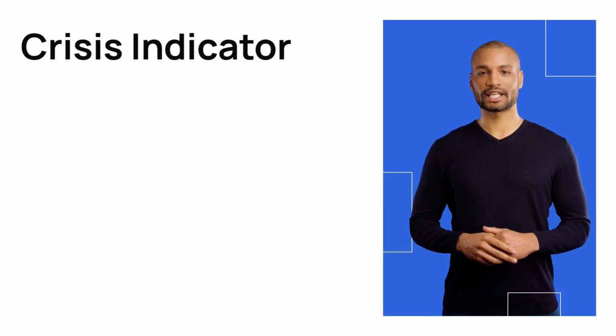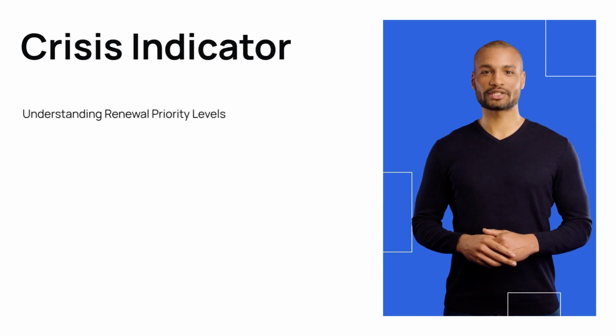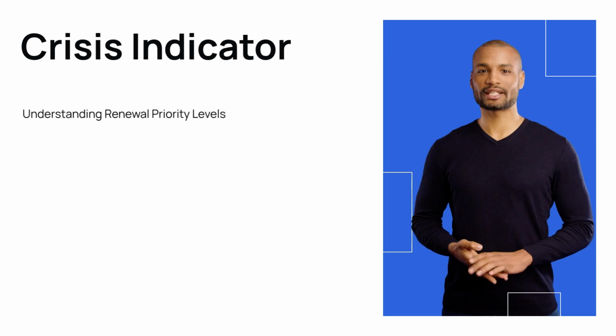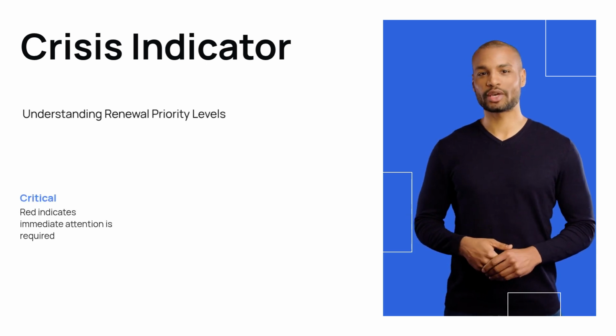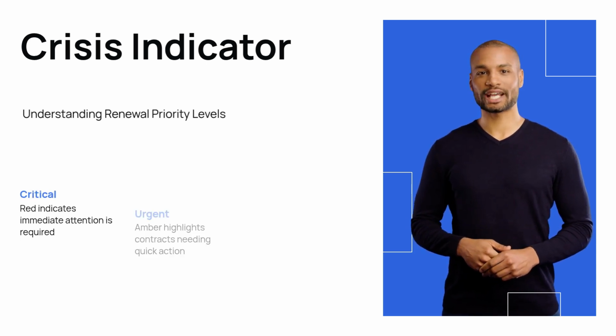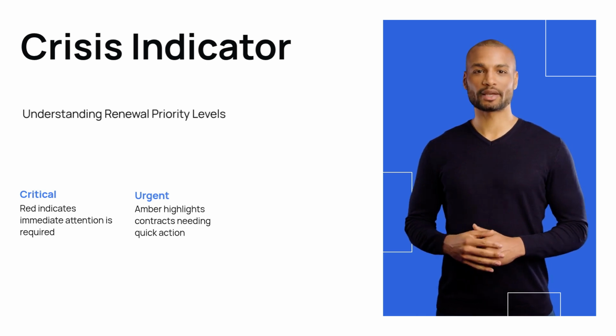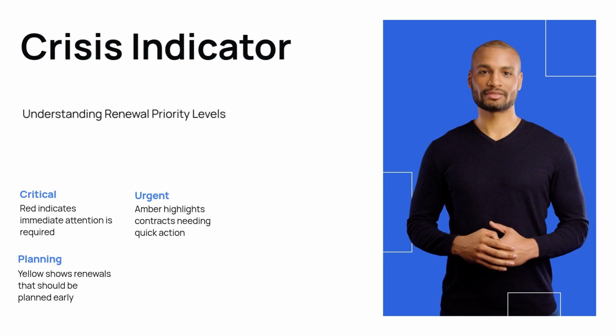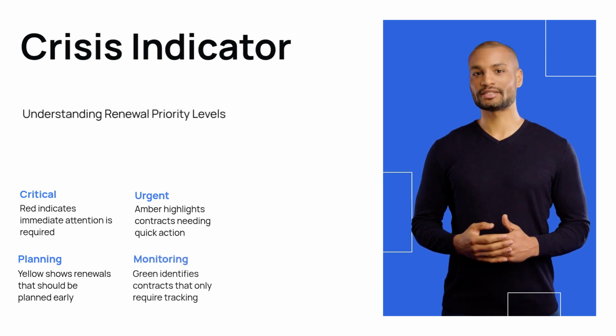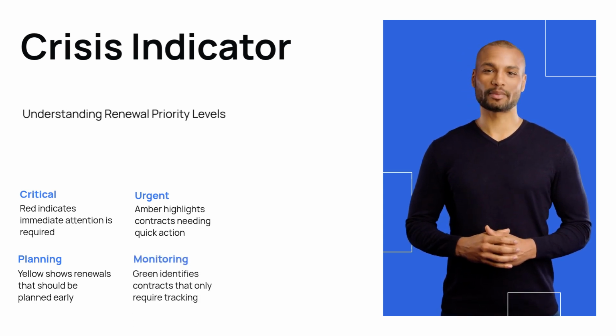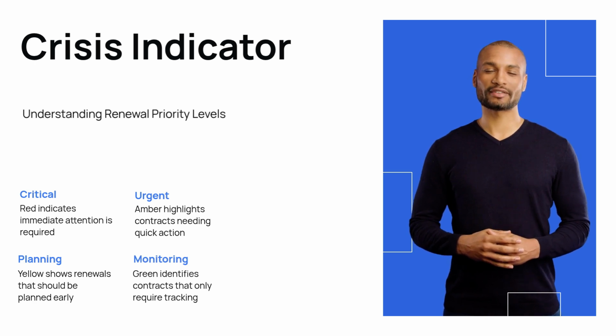Critical status means the contract is in crisis territory. Understanding renewal priority levels starts with identifying each status correctly. Red means you are in crisis territory. Amber means urgent action is required. Yellow means the renewal needs planning. Green means monitor the contract status. These renewal priority levels help teams track and manage contracts effectively.